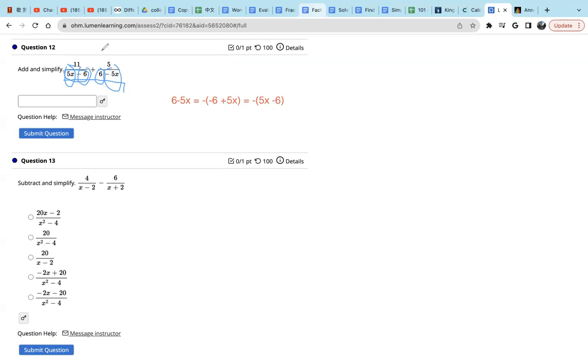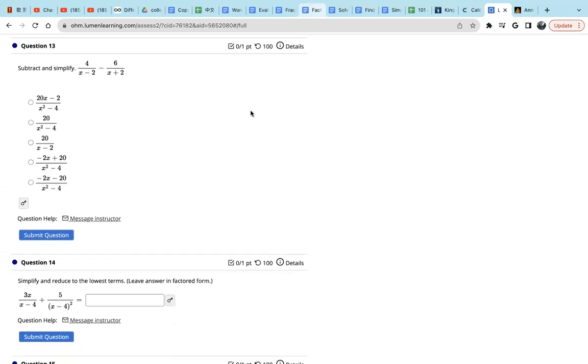So that means we can change, let me change my color. So this is adding a negative 5 over 5x minus 6. Now 11 minus 5, that's 6. So that's 6 over 5x minus 6. That's 12.